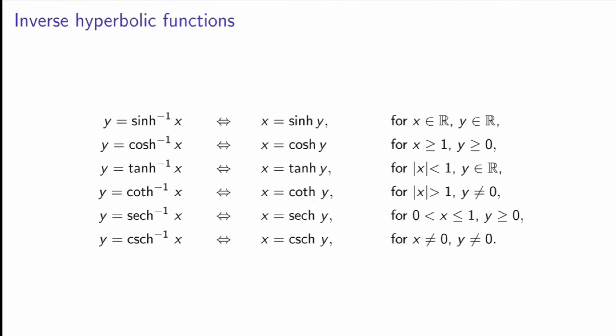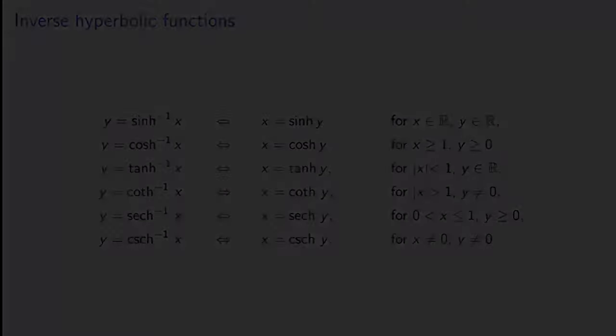So here's what we get. Remember that when you define an inverse function, you're exchanging domain and range. Here I've indicated the domain and the range for all six inverse hyperbolic functions. You could also sketch the graph of these inverse hyperbolic functions. I'm not going to do it, but all you would do is take the graph of the hyperbolic functions and reflect them about the y equals x axis.